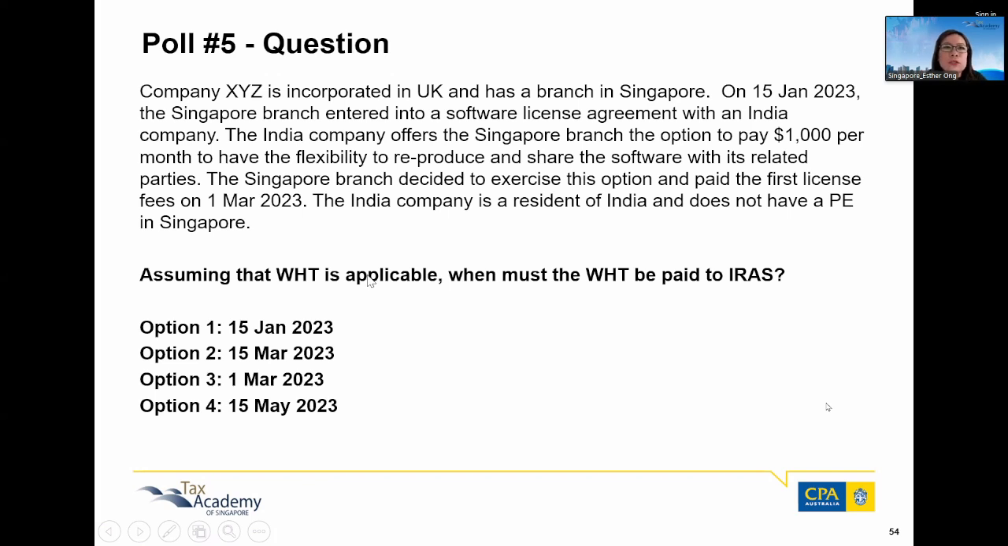Okay, let's look at a question. This is the same facts as just now. To recap, the Singapore branch decided to exercise this option and pay the first license fee on 1st March 2023. Assuming that withholding tax is applicable, when must the Singapore branch pay the withholding tax to IRAS?